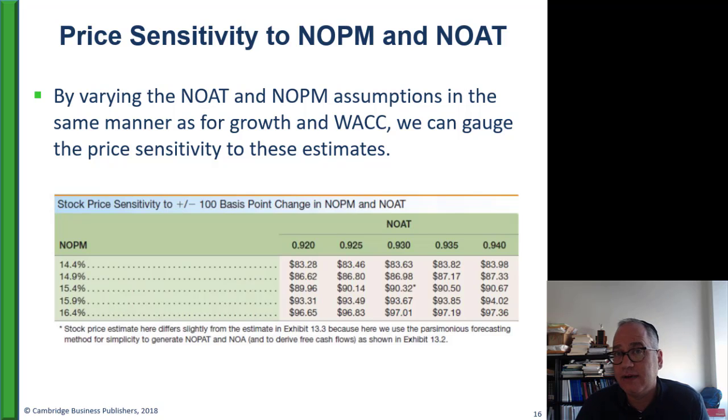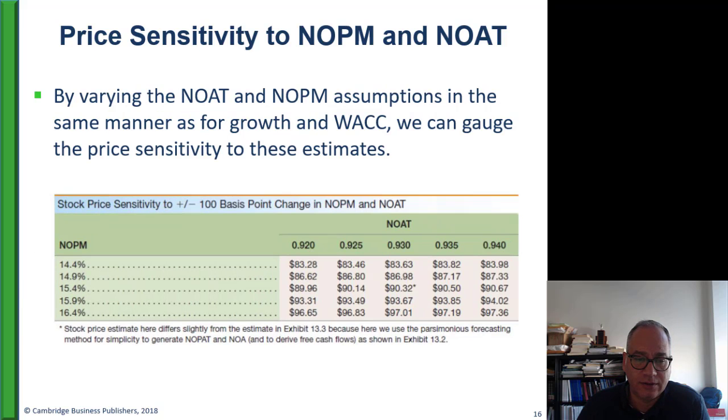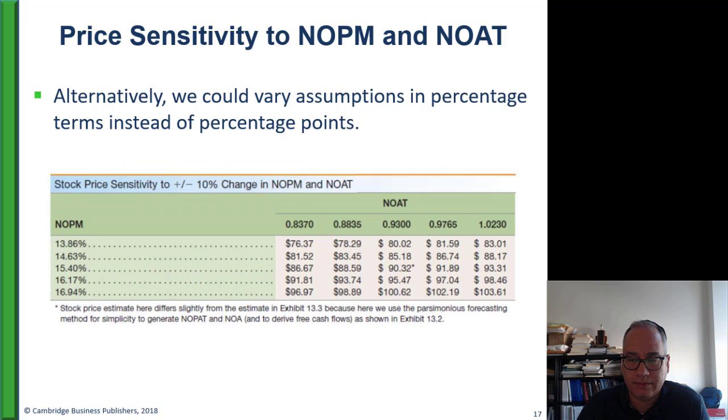Because the reality is that in the future, things are going to change, and your estimates are probably not going to be correct. So what's going to happen when different things happen? How's that going to impact your stock value? And here you can see more analysis of how NOPM, net operating profit margin, changes. They're changing these now in terms of percentage. These are just more experiments with different NOPM.